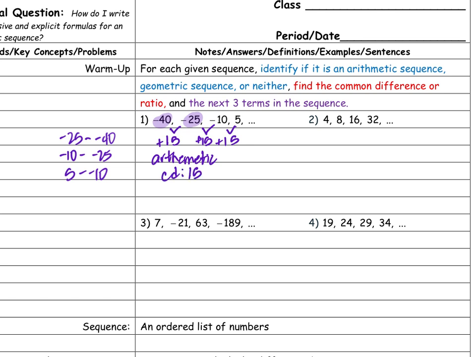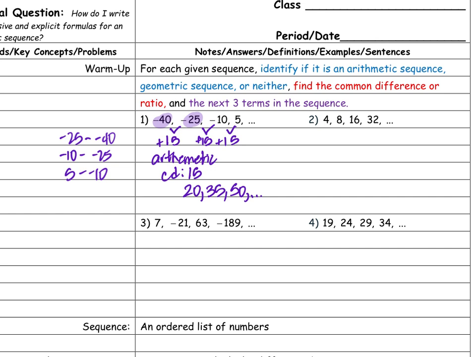And then it wants the next 3 terms, so I'm just going to add 15, right? So 5 plus 15 is 20, and 20 plus 15 is 35, and 35 plus 15 is 50. Okay? And that's how I'm going to do this. So I'm going to go to the next one, and I'm going to look at it.